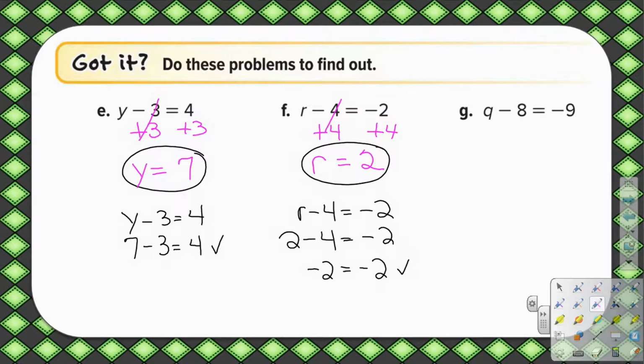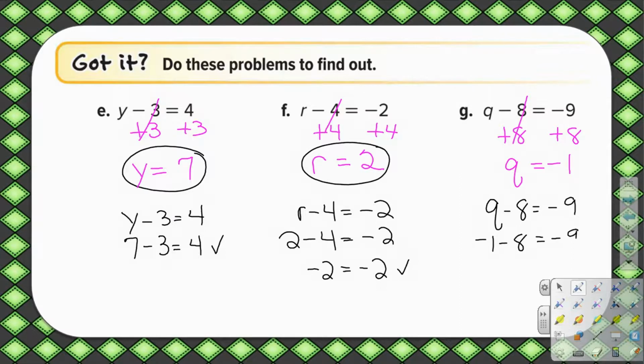G, we've got q minus 8 equals negative 9. We're going to add 8 to both sides. Negative 8 plus 8 leaves us with q equals negative 9 plus 8, which is negative 1. We'll check it. q minus 8 equals negative 9. Negative 1 minus 8 equals negative 9, and negative 9 does equal negative 9. q is equal to negative 1.